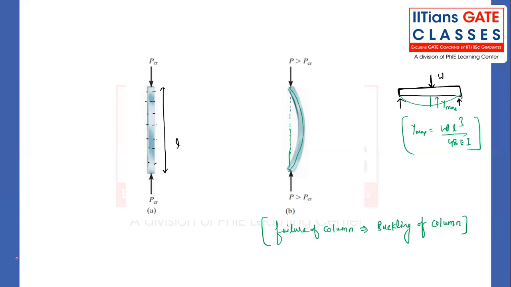So for that, if you just ask a layman, how can you avoid buckling? He will say, don't apply the load beyond the critical load. So what is this critical load, which is much more important than anything else to discuss in this chapter? Now let's focus our attention on this critical load and what is the formula for the critical load.